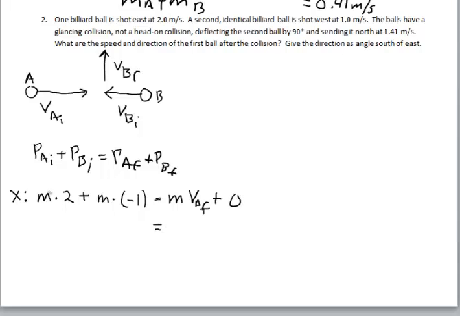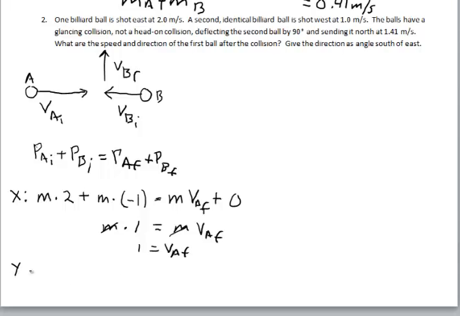So we can complete this pretty straightforwardly. M times 2, minus m times 1, equals m times V_F. The m's are on both sides, they cancel. So 1 equals V_FX.